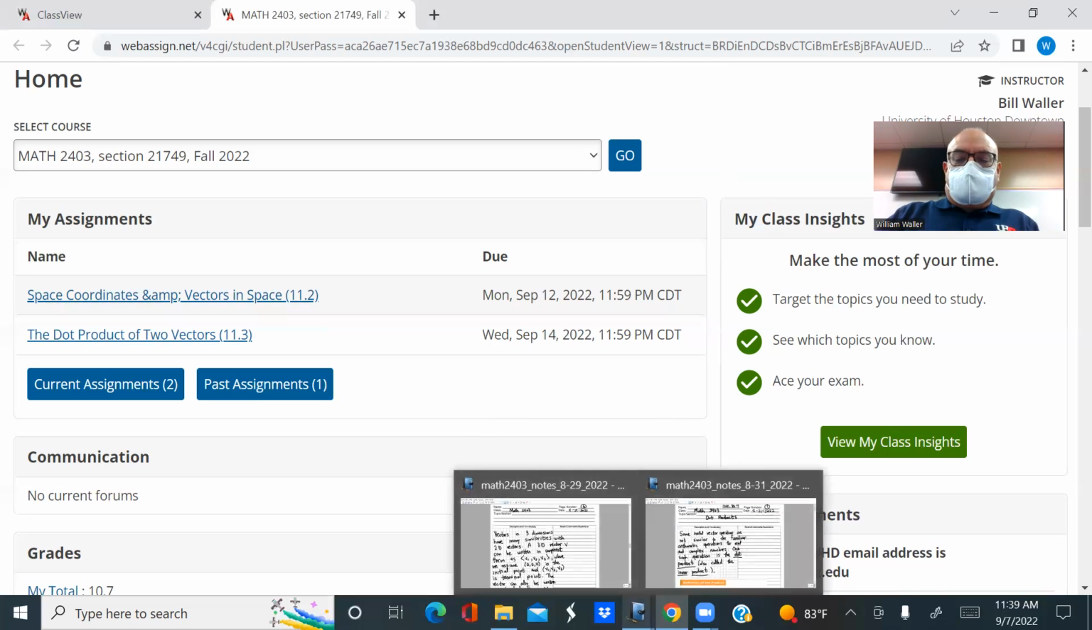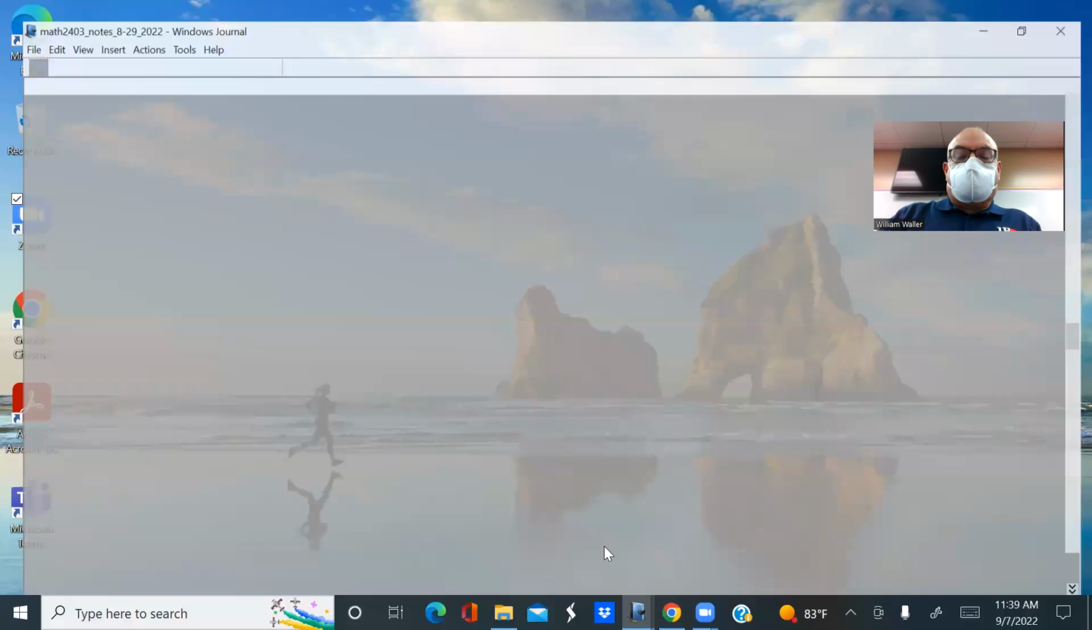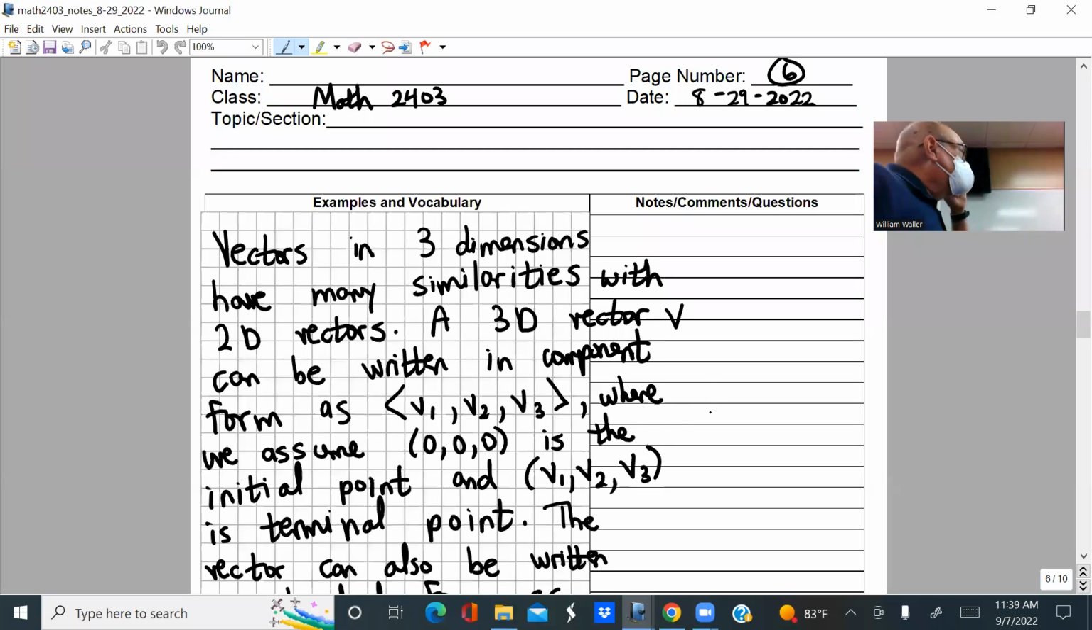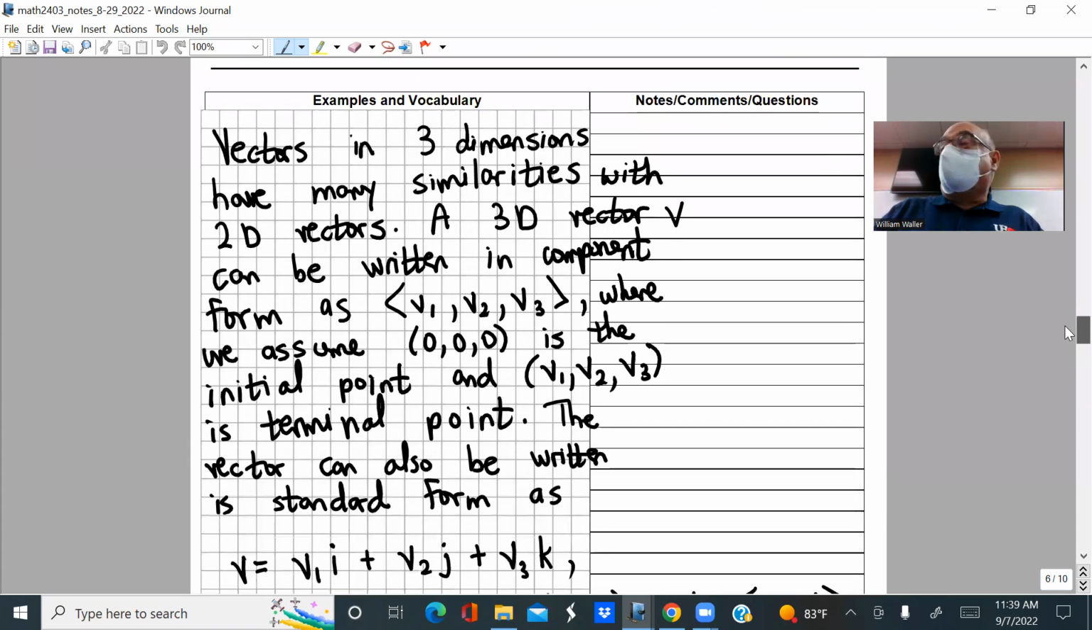We have to do a lot of this drawing to get ourselves accustomed to 3 dimensions and sort of thinking freely in 3 dimensions, but that will take a little while.